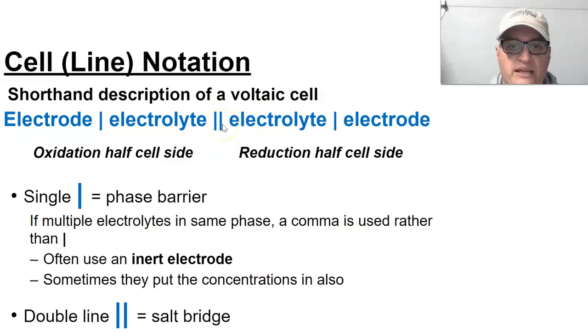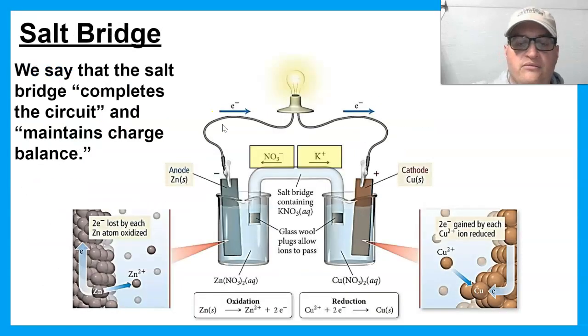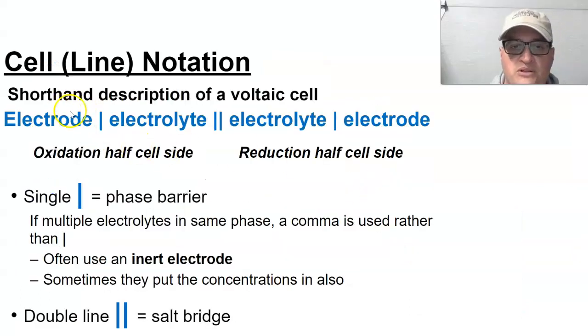You can see that the electrolyte is written as such with the salt bridge in between. Similar to here: anode, solution, salt bridge, solution, cathode. So it's the same setup of what you'd see in a generic regular cell. This just means it's a phase barrier between the difference of a solid and an aqueous solution. If you had multiple, a comma is used rather than that.